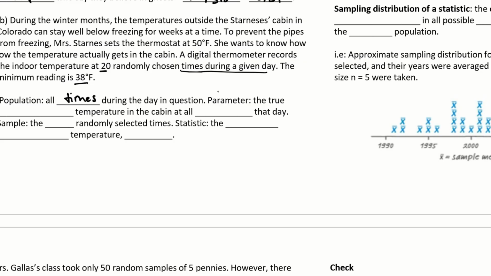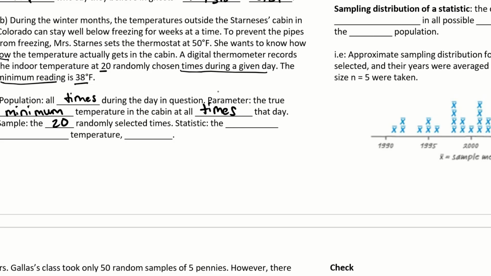And the parameter is in this case the minimum temperature, right? Because we're looking at the minimum reading. Okay, she wants to know how low the temperature gets. So this is a minimum temperature, the true minimum temperature reading in the cabin at all times in the day. Okay, so that's the parameter, and the sample is the 20 randomly selected times.